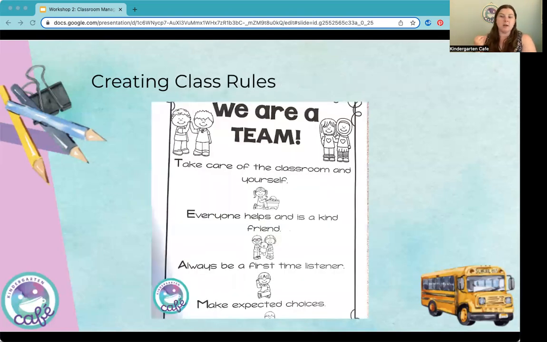Another key component of proactive classroom management is creating rules together.